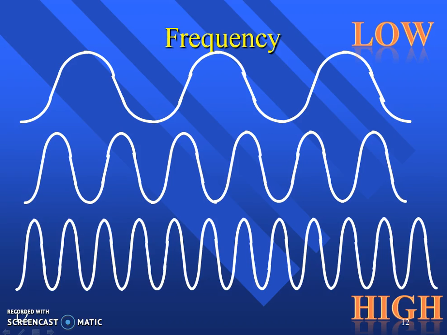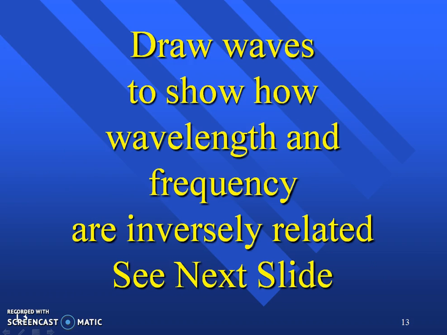So here we have three different frequencies. If all three waves are in a particular cycle, here we have low frequency because there's not that many waves, and on the bottom we have high frequency because we have a lot of waves.